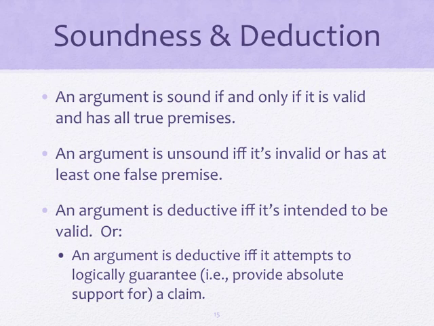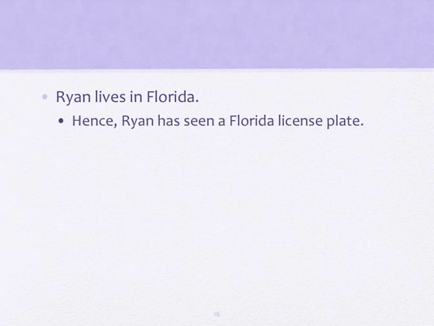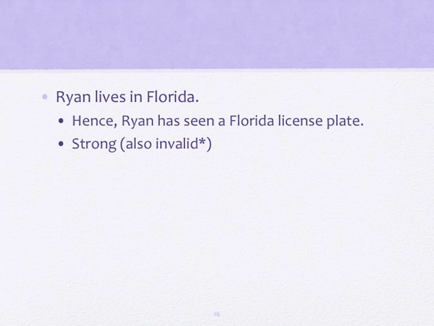When you say she lived in Florida, so she's seen a Florida license plate, you weren't trying to guarantee that, you were just trying to show that it was likely. So that's why it's inductive. Right? This is different. So this argument, it's not valid, it's invalid, but it's strong. Okay, let's evaluate it in terms of whether or not it's any good.